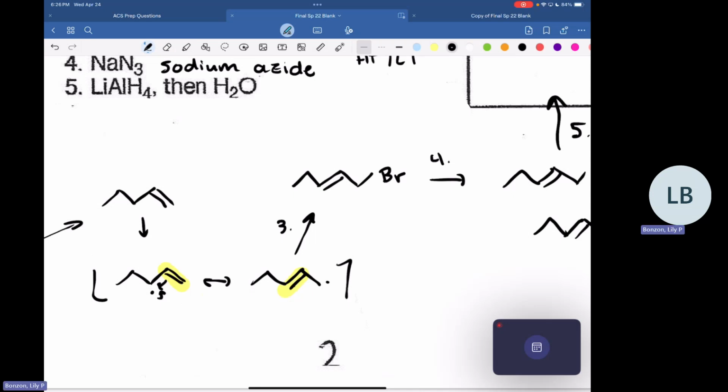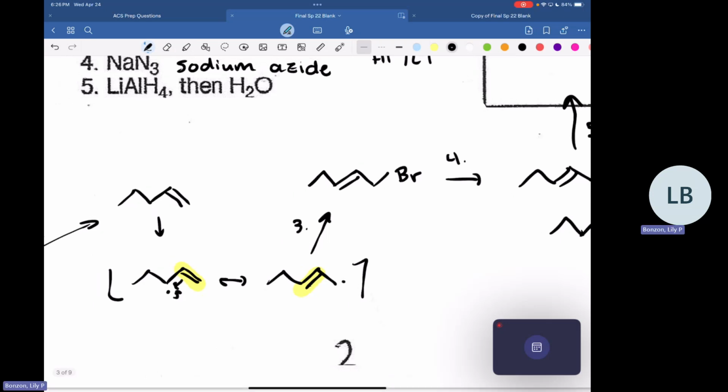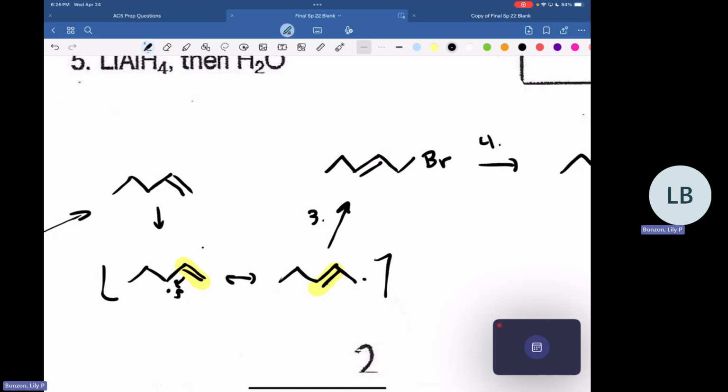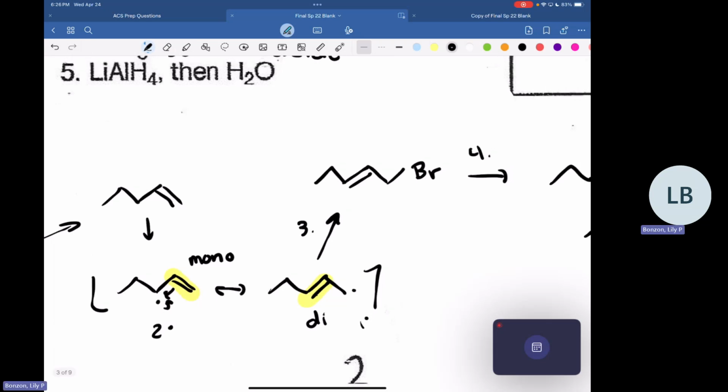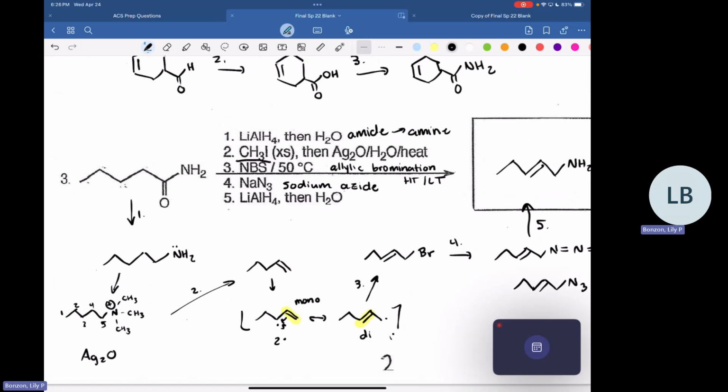Yeah, what is it called? The radical. So here we form a monosubstituted alkene, here we form a disubstituted alkene, but on the left we form a secondary radical, whereas on the right we form a primary radical. And then the low temperature would be like 0 degrees Celsius, and usually for high temperature it's like 50 or 60 or something like that.